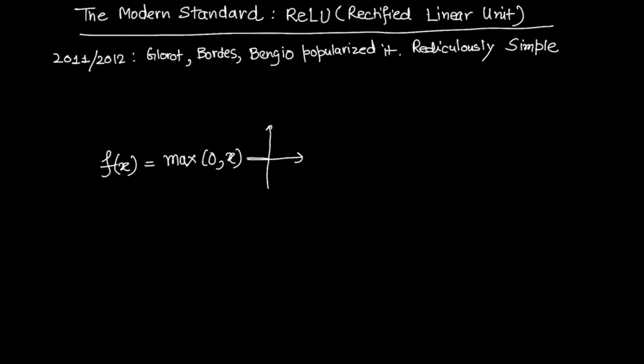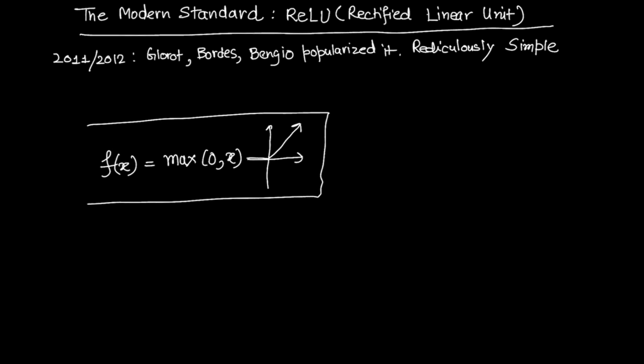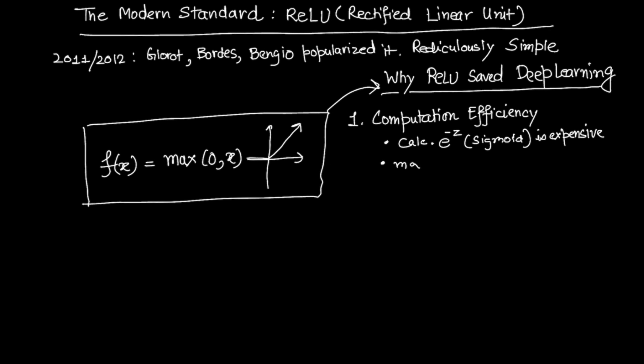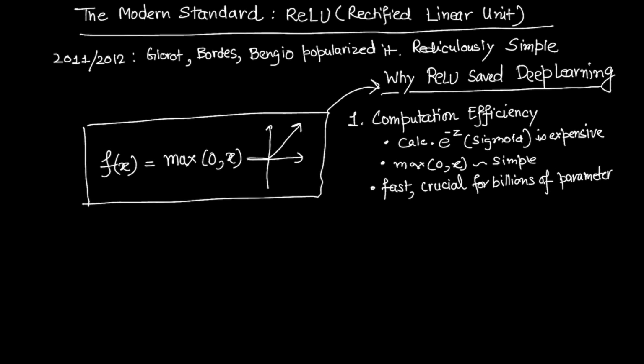When this was first proposed, people were skeptical. It's not a curve, they said. It's barely non-linear. But let's look at why ReLU saved deep learning. First is computational efficiency. Calculating an exponential function like e to the power of minus x for sigmoid is expensive for a computer. Calculating the max between 0 and x is a simple check. It's lightning fast. When you're training on billions of parameters, this speed difference is massive.